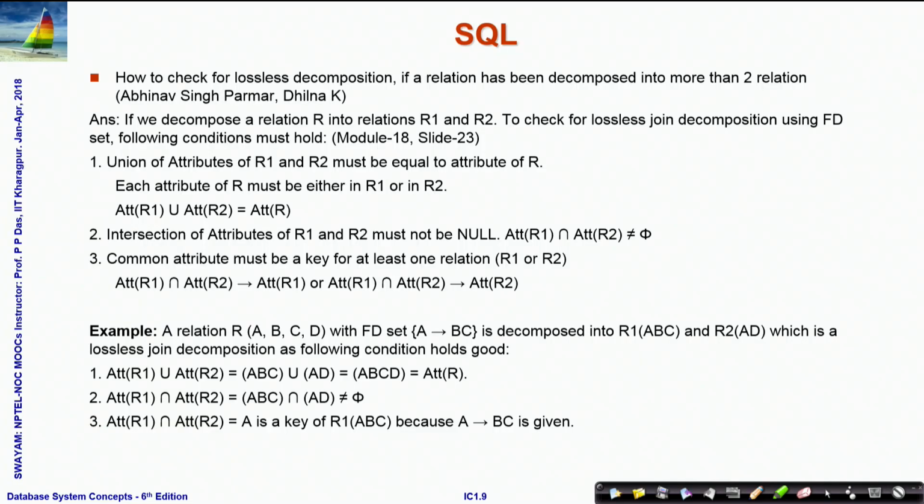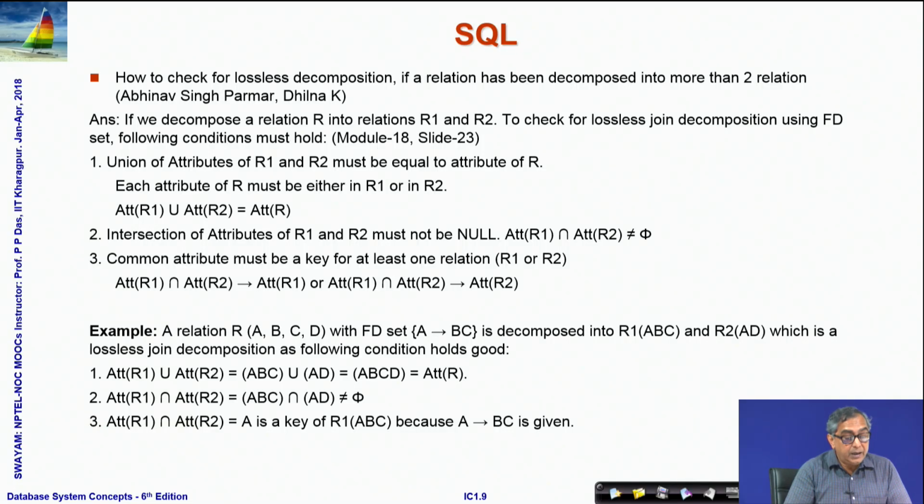So, let me move on to the next question. This next question is also from Dhilna as well as from Avinav Singh Parmar, where it is asked how to check for lossless decomposition if a relation has been decomposed into more than two relations. See, a decomposition into more than two relations should be looked at as a bifurcation process at every stage, that you take something and divide it into 2, take something and divide it into 2 and so on.